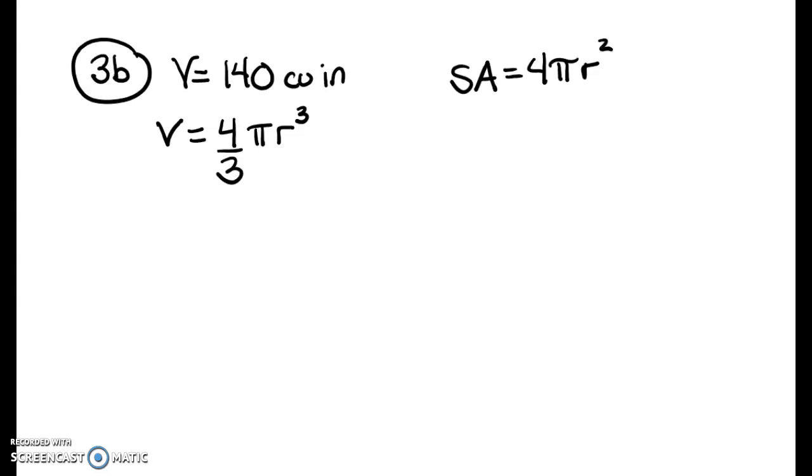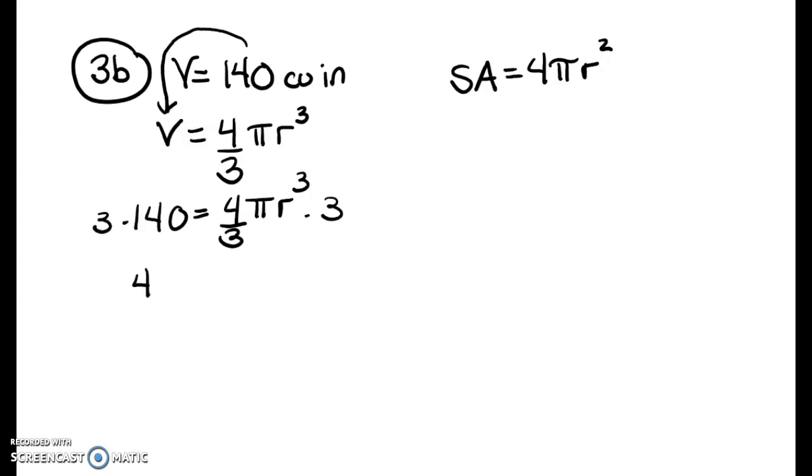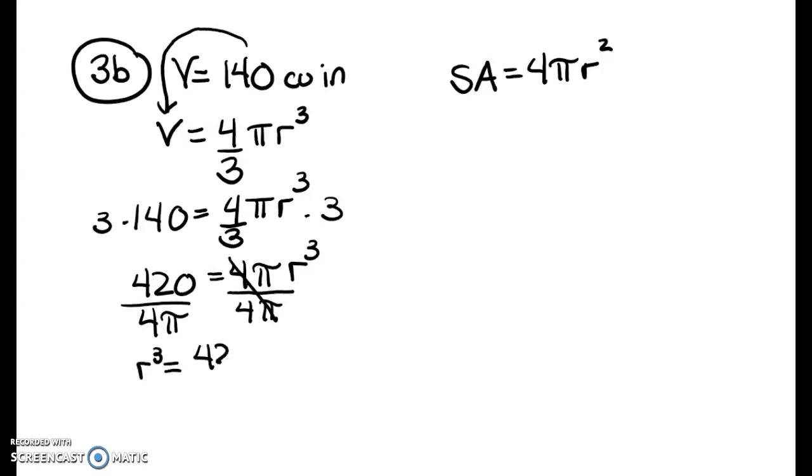And so we have to have the radius in order to solve this, but they didn't give it to us. So we're just going to go ahead and substitute the volume into our volume formula, and we're going to solve for the radius. When I multiply both sides by 3, I get 420 equals 4 pi r cubed, and then I'm going to divide each side by 4 pi to get my radius by itself. So I know my radius cubed is 420 over 4 pi.